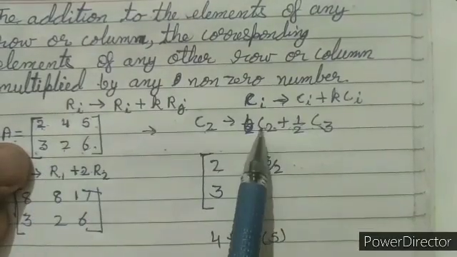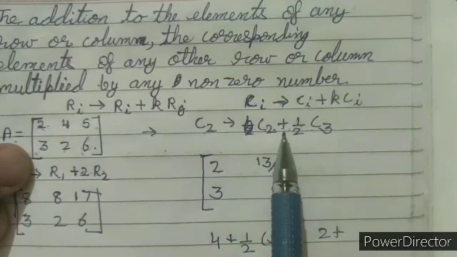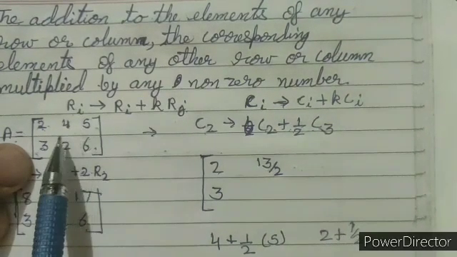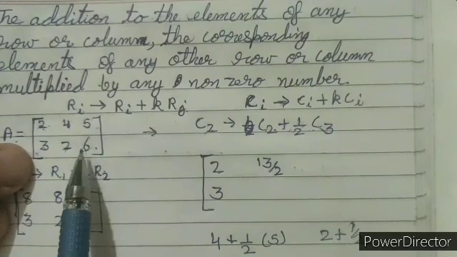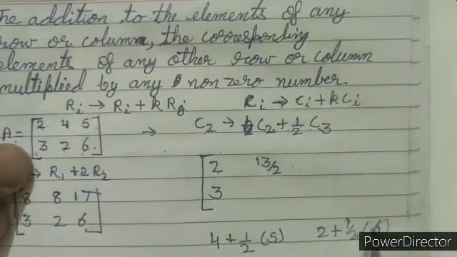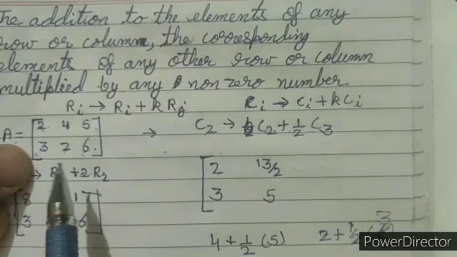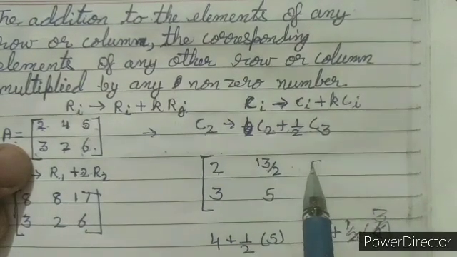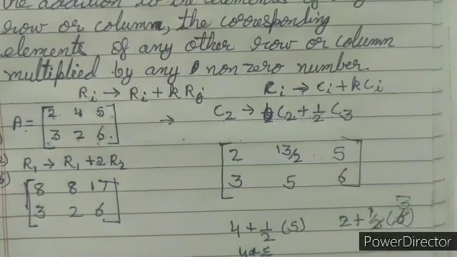Similarly, the second element of column 2 is 2, and this will be added to half into column 3. The corresponding element to this 2 in column 3 is 6, so 2 plus half into 6, that is 2 plus 3, which gives us 5. Now the last column, that is column 3, will remain the same. So these are the 6 operations, 3 due to rows and 3 due to columns, which can be applied on a matrix.